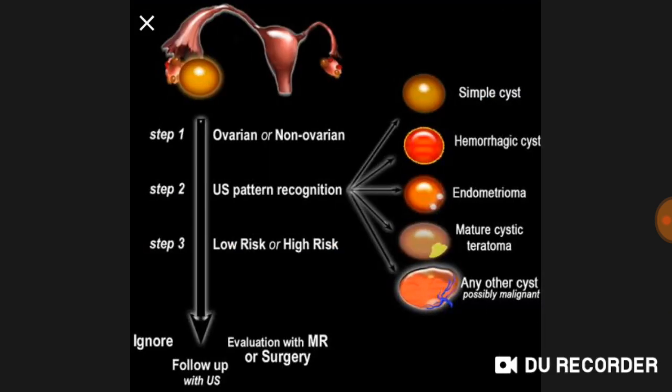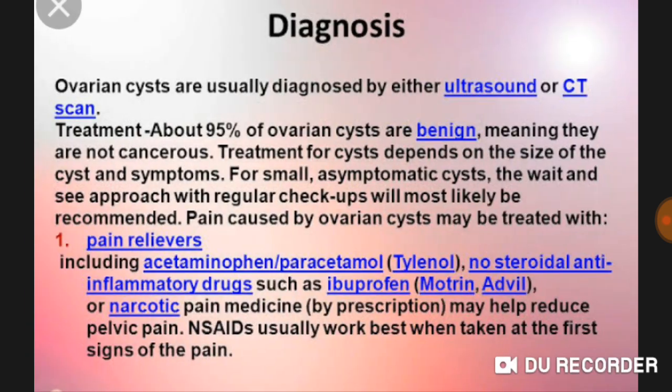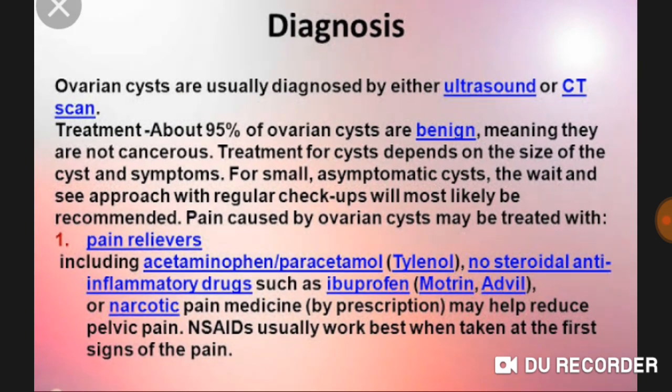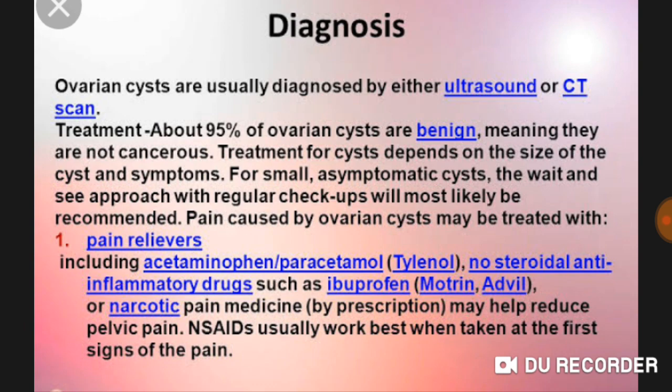Now, how to diagnose? First step, you have to rule out ovarian or non-ovarian. Then USG pattern recognition: you have to recognize simple cyst, hemorrhagic cyst, endometrioma, mature cystic teratoma, or any other cyst possibly malignant. If it is malignant, you have to be worried. If no malignancy, you rule out clinically, meaning no need to worry. Step 3, low risk or high risk: follow up with US, evaluation with MR, or surgery. Ovarian cysts are usually diagnosed by ultrasound or CT scan.